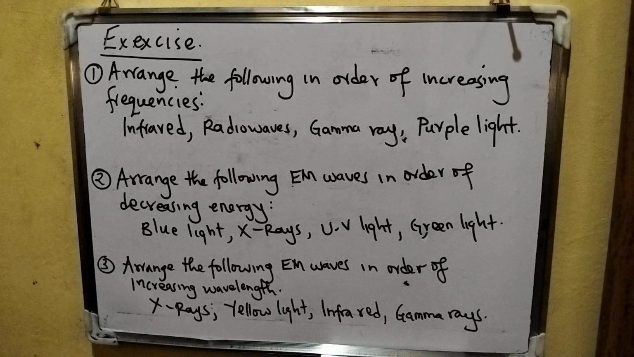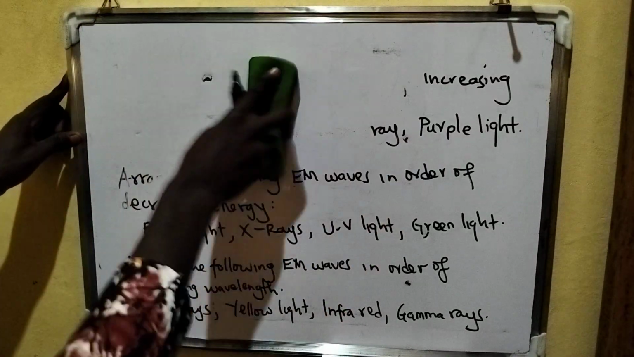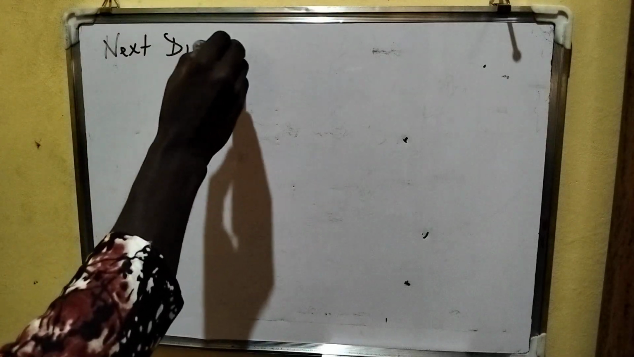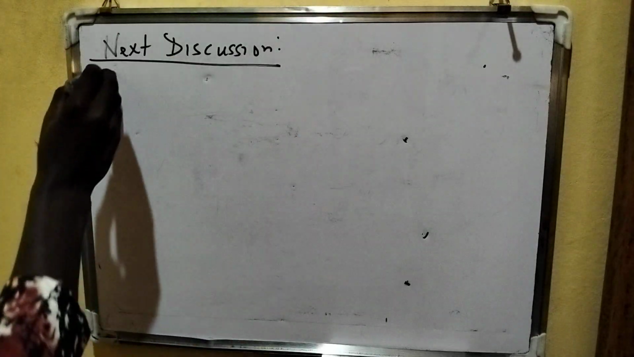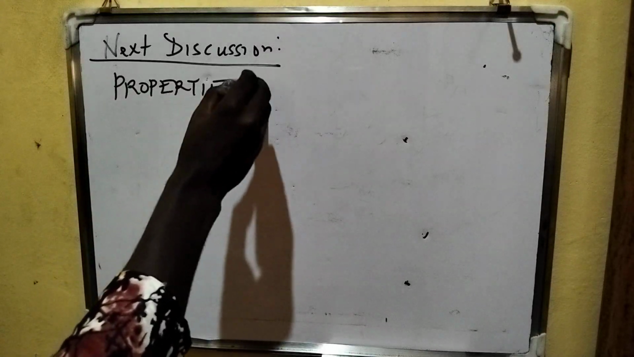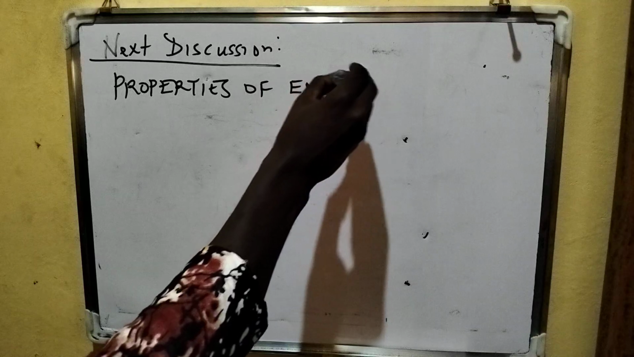All in all, ensure you understand how we master the EM spectrum: Roasted maize is very unusual Xmas gift. You can attempt that work. In our next discussion, we shall look at properties of electromagnetic waves.